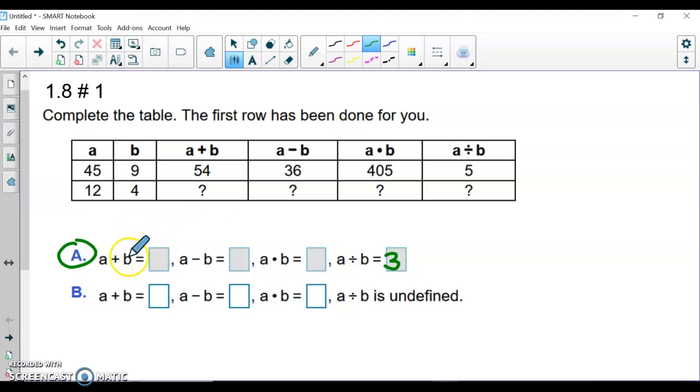All right, let's just go left to right. We have A plus B. If A is 12 and B is 4, 12 plus 4 gives us 16. Now we have A minus B. If 12 is A and B is 4, we have 12 minus 4, that's 8. And then we have A times B. 12 times 4 is 48. And then, of course, we did A divided by B already. 12 divided by 4 is 3.